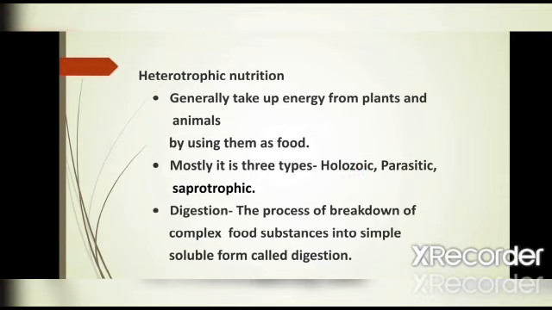Parasitic: those organisms which obtain their food from living hosts, that is called parasitic mode of nutrition. Example, plasmodium. Saprotrophic mode of nutrition: those organisms which obtain their food from dead and decaying substances, that is called saprotrophic mode of nutrition. Example, bacteria and fungus. Come to digestion. What is digestion? The process of breakdown of complex food substances into simple soluble form is called digestion.